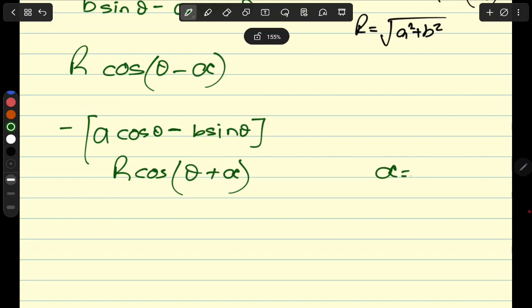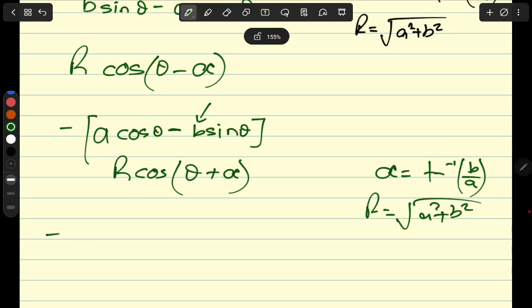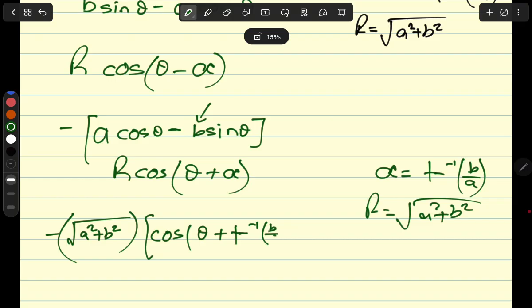So alpha is now going to become tan inverse of b upon a, where b is the coefficient of sine, and r is equal to under root of a square plus b square. And so now I can rewrite it as this r, which is under root a square plus b square, put it inside the bracket, and this is going to become cosine of, I will put a square bracket and then use the parenthesis for the argument of cosine, theta plus alpha, and alpha was tan inverse of b upon a. Okay, this is how we would do it, and we are going to do quite a few variations of this.